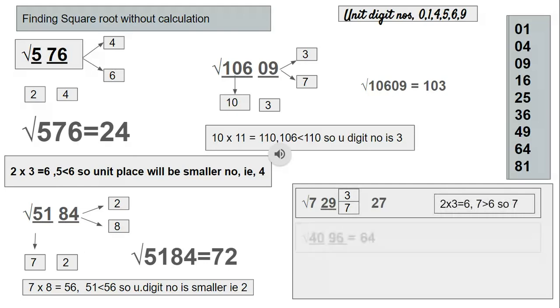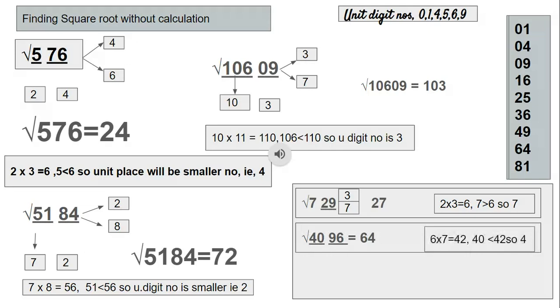Clear? Now next number 49 means 4096. For 6, 4 and 6 is there. Okay. So 40, 6 6s are 36. Then next number 6 7s are 42. So 40 is smaller than 42. So we have to take the smaller number. So 64 is the answer.